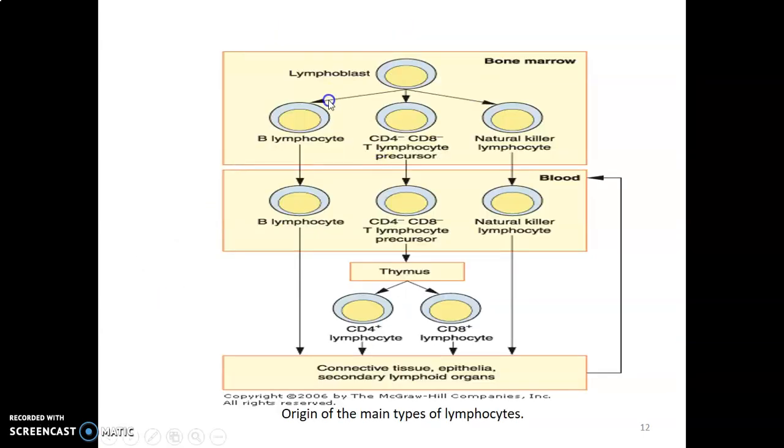So this just shows you the bone marrow, where T cells, B cells, natural killer cells, all of them are produced. Then maturation of B cells and natural killer cells will still occur in the bone marrow, but the T cells have to go to the thymus to mature before they form the CD4, which are the T helper cells, and the CD8, which are the cytotoxic T cells.